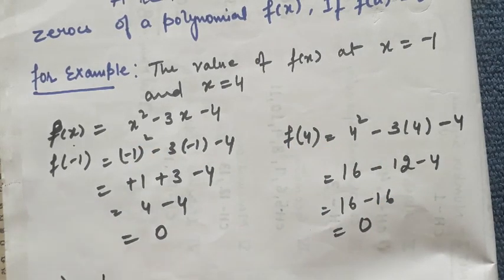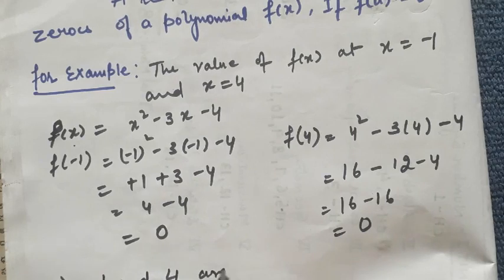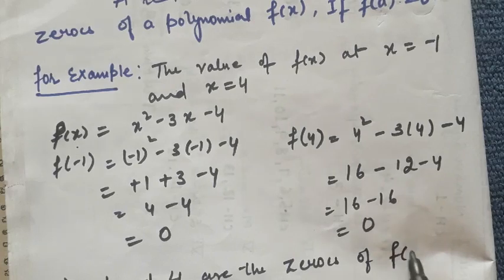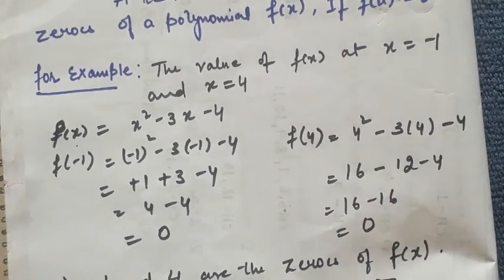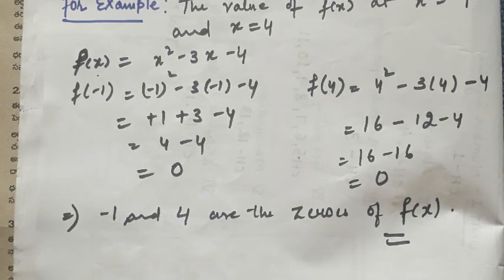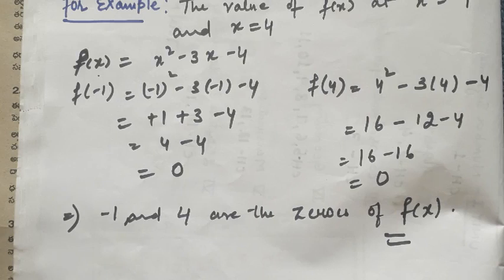So from here we can say that minus 1 and 4 are the zeros of f(x). Clear? From here I want to conclude one more thing: there is a difference between the zero polynomial and a zero of the polynomial. A zero of the polynomial means the value for which the polynomial gets the value 0. That is, for x equals a, the polynomial value is equal to 0. But the zero polynomial means the constant polynomial 0 itself.